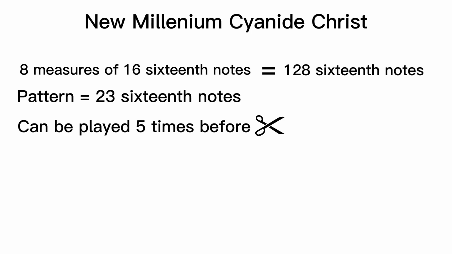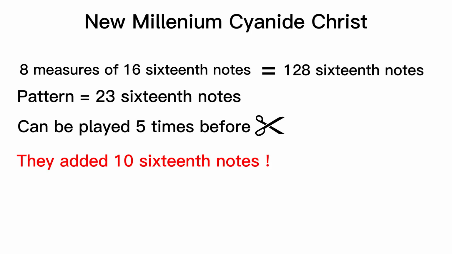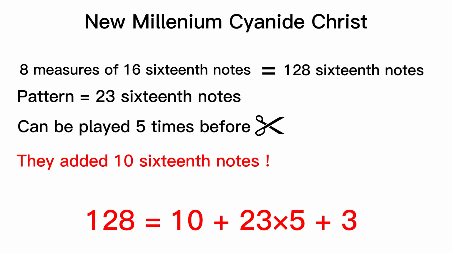However, Meshuggah added a twist by starting the pattern with an additional 10 sixteenth notes, causing the pattern to shift. When combined with the forced realignment, it creates this unique rhythmic division: 128 equals 10 plus 23 times 5 plus 3.